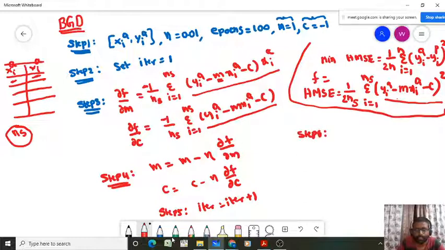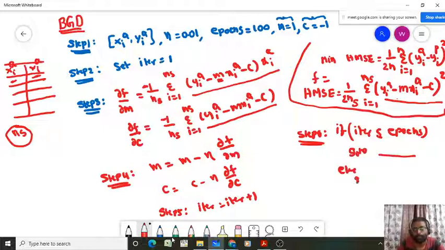You have to check whether the iteration count is reaching the maximum or not. That is the convergence criteria. So if the iteration count is less than or equal to the number of epochs that you defined, if it is satisfied, true, then which step do we have to go to?